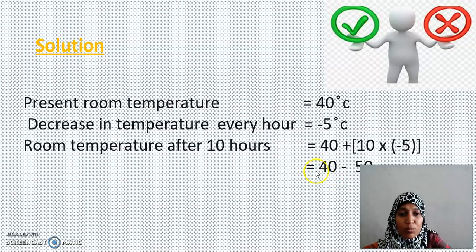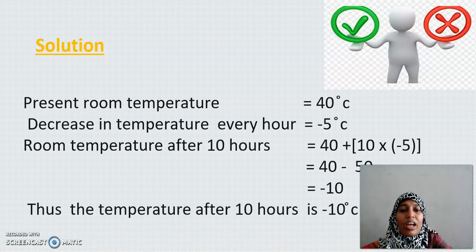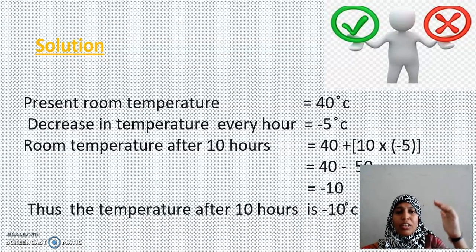Now 40 has a positive sign, 50 has a negative sign. Different signs, so subtract, and you give the answer as minus 10. So the room temperature after 10 hours is minus 10 degrees centigrade. Am I clear to you, my dear children? From 40 degrees temperature, it has reduced to minus 10 degrees. So the room becomes very chill. Maybe they are using that room for freezing ice creams. This is how we use integers in our day-to-day life.